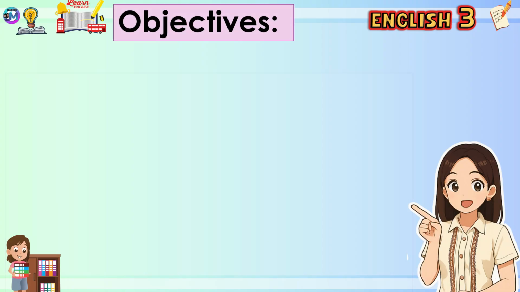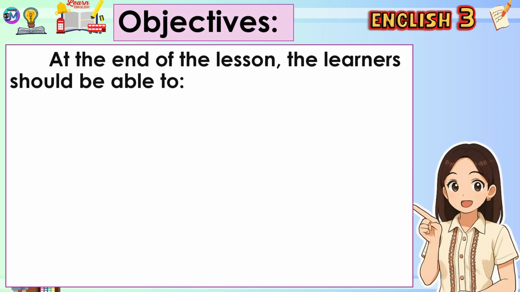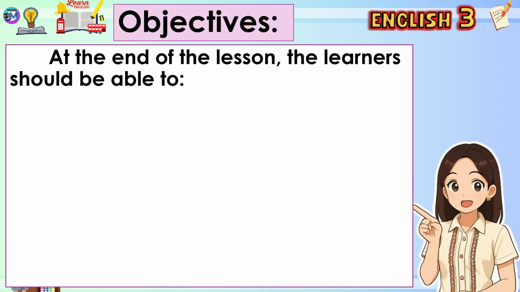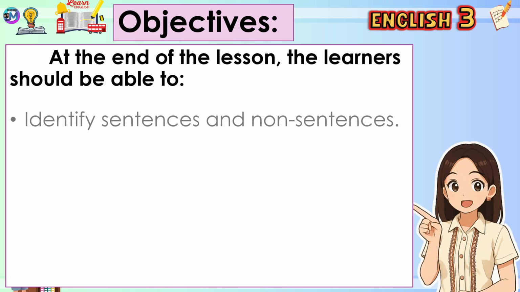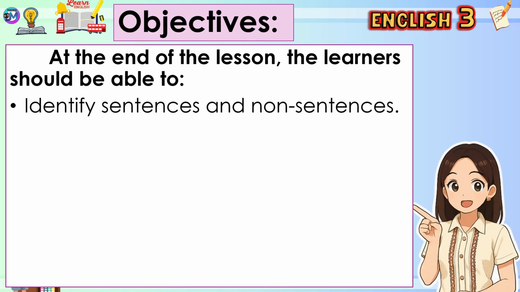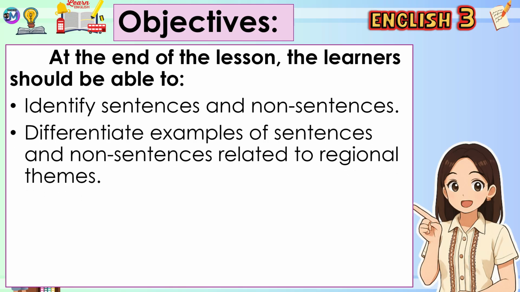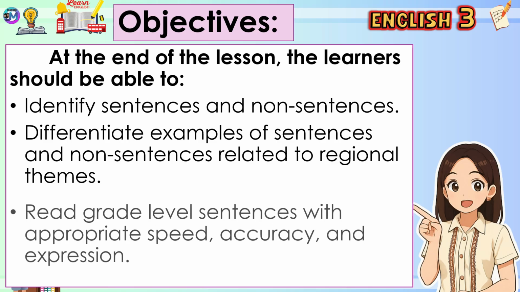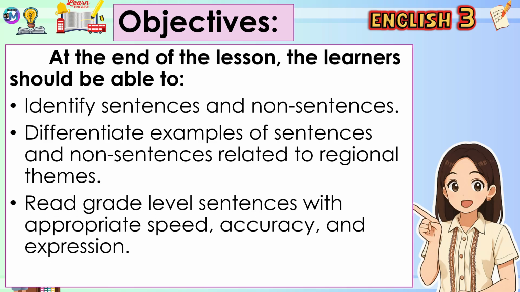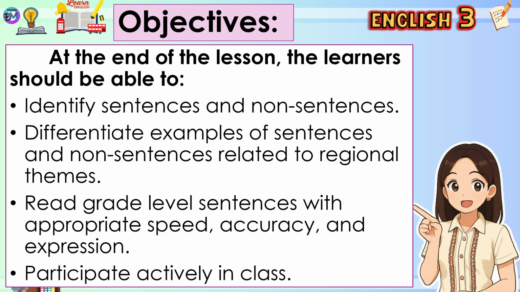Here are the objectives of this topic. At the end of the lesson, the learners should be able to identify sentences and non-sentences, differentiate examples of sentences and non-sentences related to regional themes, read grade-level sentences with appropriate speed, accuracy, and expression, and participate actively in class.